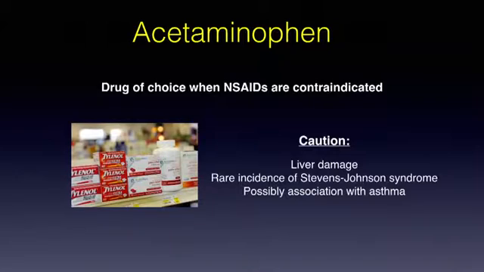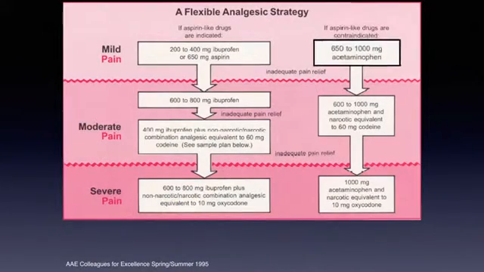Now, not all patients can take or tolerate non-steroidal anti-inflammatories. Acetaminophen is the drug of choice for patients who can't tolerate or have contraindications to non-steroidal anti-inflammatories. There are potential adverse reactions including liver damage, the rare possibility of Stevens-Johnson syndrome, and a possible association with asthma. A dosage of 650 milligrams acetaminophen, which is 2 regular strength Tylenol, or 1,000 milligrams, which is 2 extra strength Tylenol, every 6 hours is adequate for mild pain.